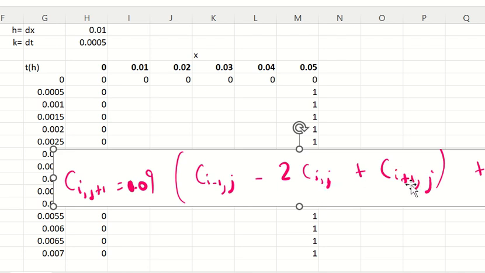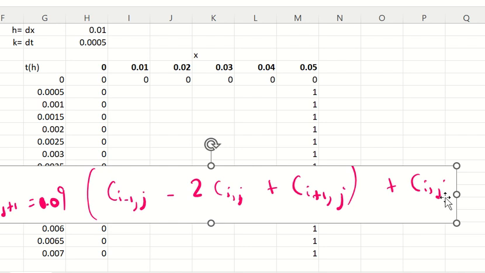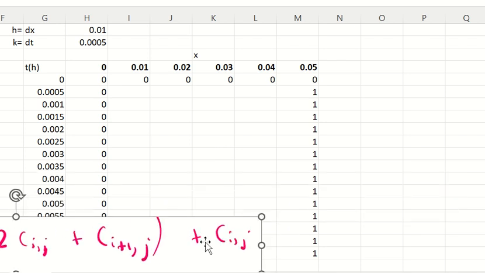Then similarly, for i plus 1, you have to move forward on i because you are at i currently. Then for j, you have to move backward because you are on j plus 1 currently. Similarly, for Cij, you are on i currently, you have to move backward on j to get the value.